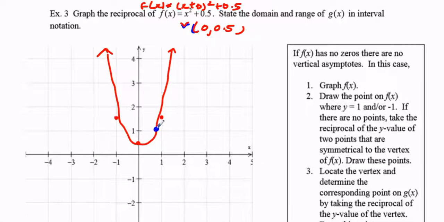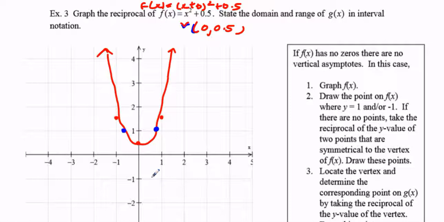So I go to my original function, I go to where y equals 1, two points on my new reciprocal function. At y equals negative 1, you can see that my graph will never be there, so that's insignificant. We don't draw any points there. Okay, if there are no points, take the reciprocal of the y value of the 2 points that are symmetrical to the vertex. So we had points, we were fine, we didn't need to do that.